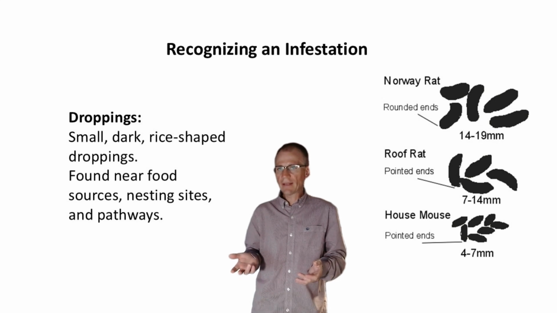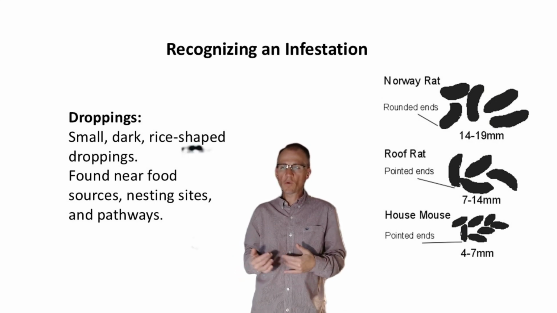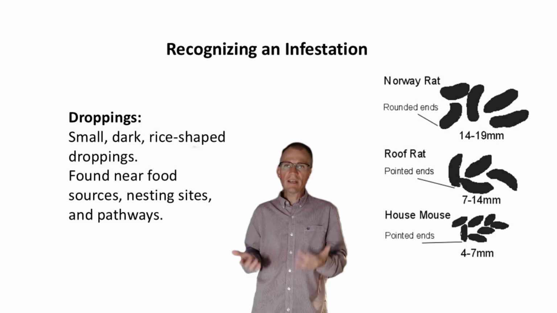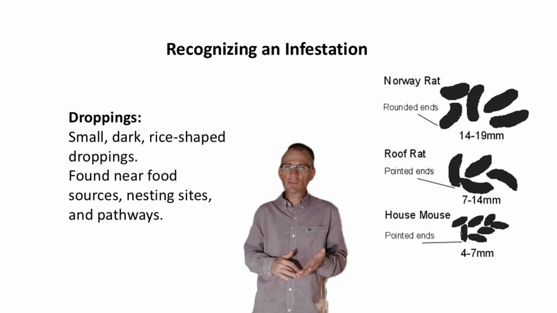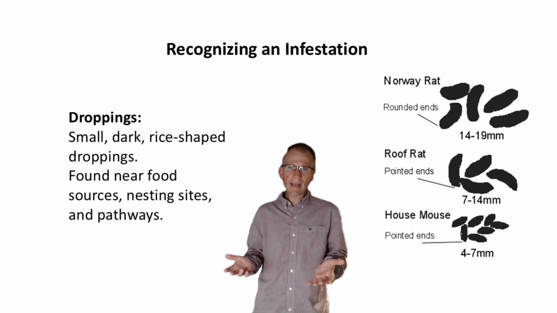With the roof rat, they're going to have pointed ends, but they're going to be larger as well, 7 to 14 millimeters. So you need to get yourself familiarized with the different droppings, whether it be a Norway rat, roof rat, or a house mouse, so when you are out in the field you'll understand the difference in them. But number one is going to be the size. I've typically learned after doing this for almost 30 years that the size of the droppings are really going to tell me what I need to know.